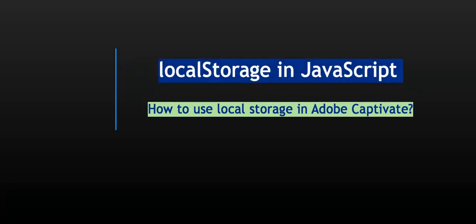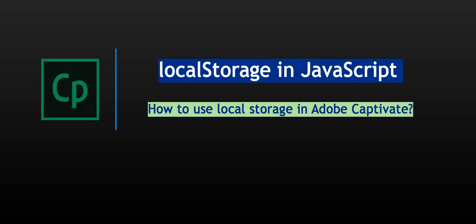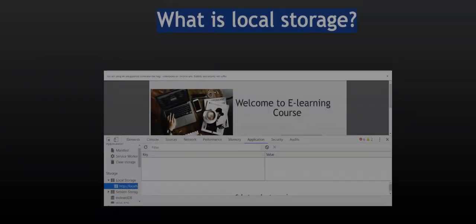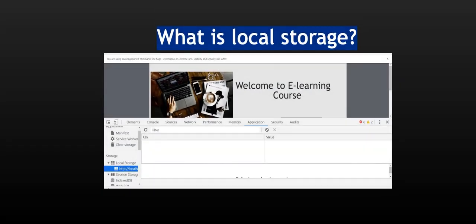In this video, we are going to learn how to use local storage in Adobe Captivate. Web storage objects, local storage, allow us to save key and value pairs in the browser. The local storage object stores data with no expiration date. The data will not be deleted when the browser is closed, and will be available the next day, week, or year. The local storage property is read-only.